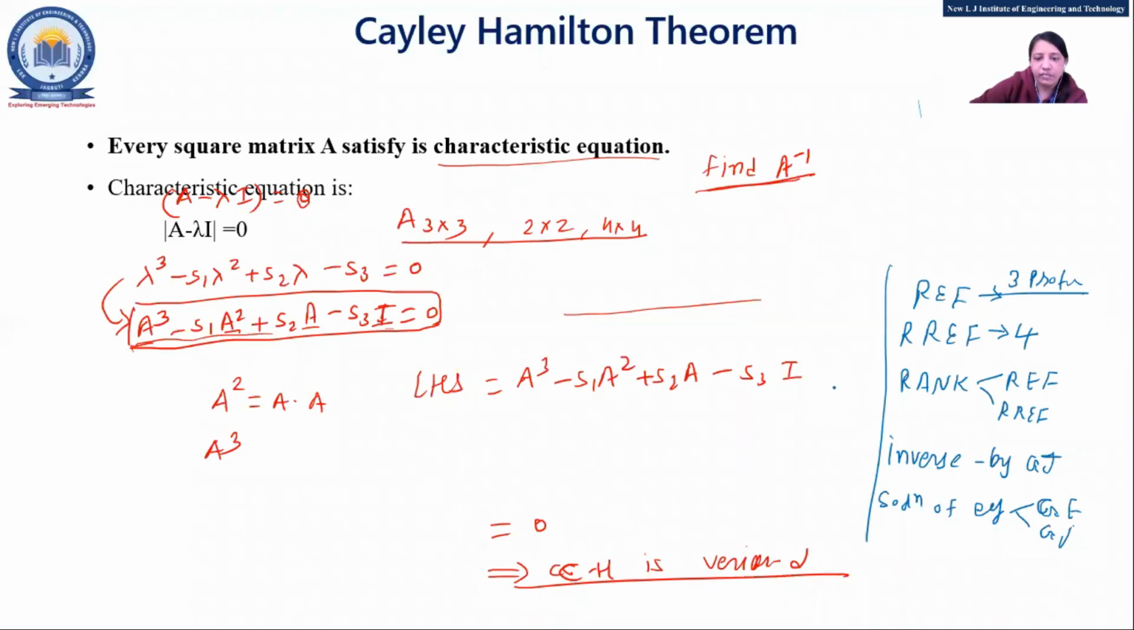So is there any doubt in a matrix? Anyone? Fine. So solve some more examples of this one, eigenvalue and eigenvector, Cayley-Hamilton, because it's a lengthy one, right? So just do practice of that. In the next lecture, we'll start with the multiple integration.